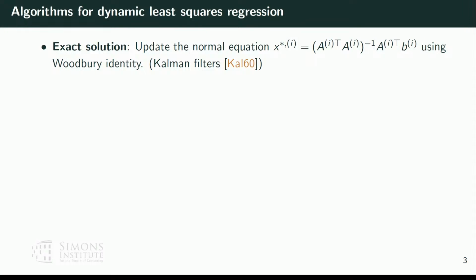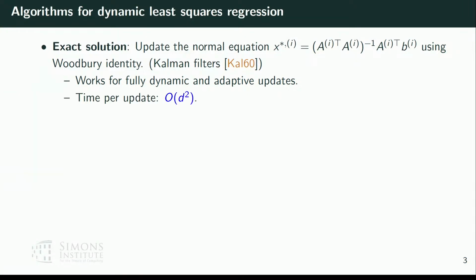So if we wanted to just maintain the exact solution of this problem, we don't need to compute the inverse from scratch in every iteration, as that would take n to the omega time, d to the omega time. We can just use the Woodbury identity for matrix inverse, and it would give a time per update of d squared. And this is a deterministic algorithm, and it's exact, so it works for the hardest fully dynamic and adaptive updates.